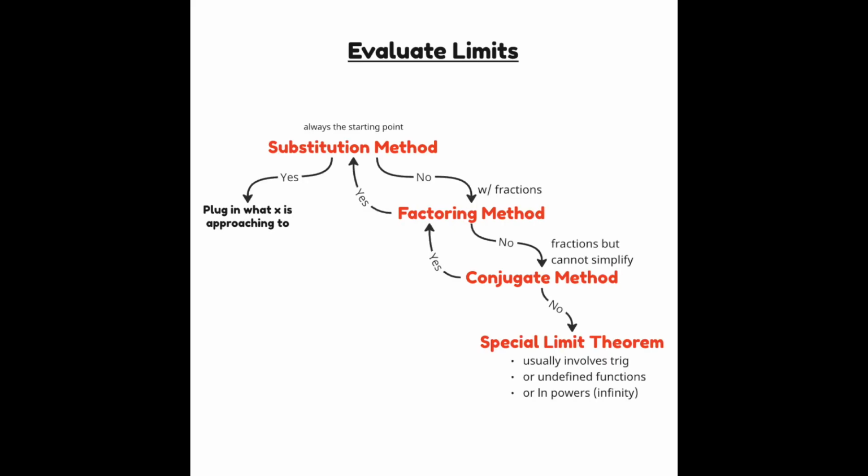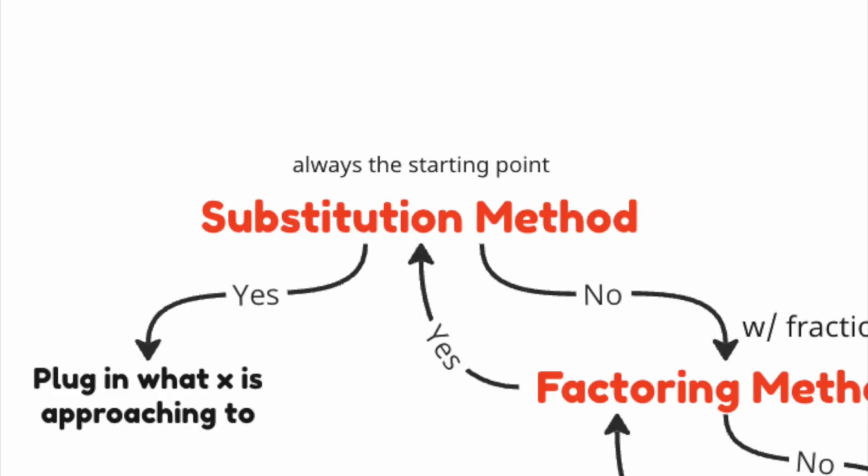Now let's get into some examples. Here I created a tree, so we will go from the simplest method to the most complex ones. Before doing any other method, you always need to try the substitution method because it's the easiest one and it will lead you to the answer the fastest.